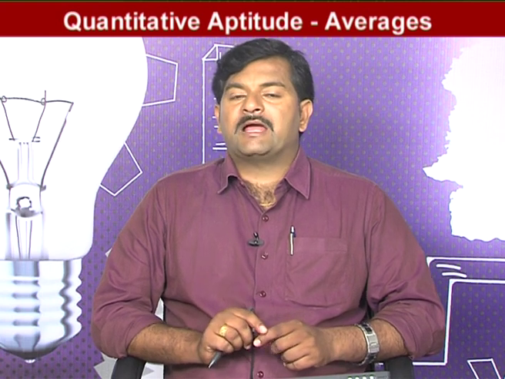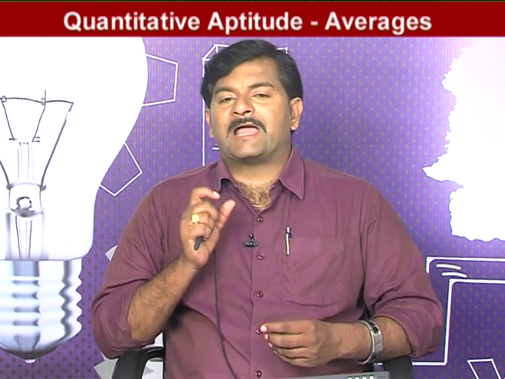For example, let's say in a family there are 5 members, and each member's average age is, let's say, 30 years. So the number of members is 5 and their average age is 30 years. Sum of the ages or total age is equal to average into number of observations, which is equal to 30 into 5, which equals 150 years.